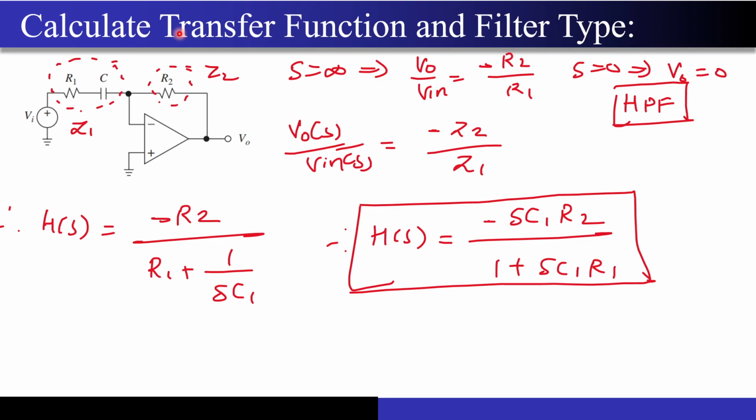Now let's try to calculate the transfer function of this type of filter over here. Again, you have to do minus Z2 by Z1. I will leave this as an exercise for you, and you will be getting this particular transfer function. What I will be doing is, we will be doing some sanity check, right? And this is what we do.